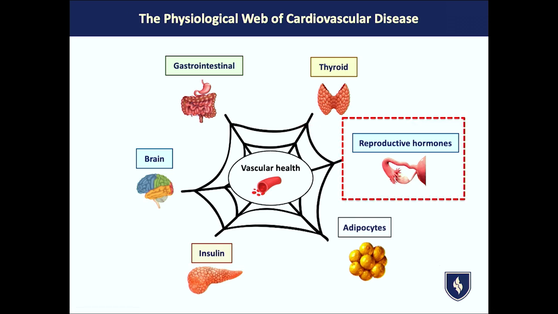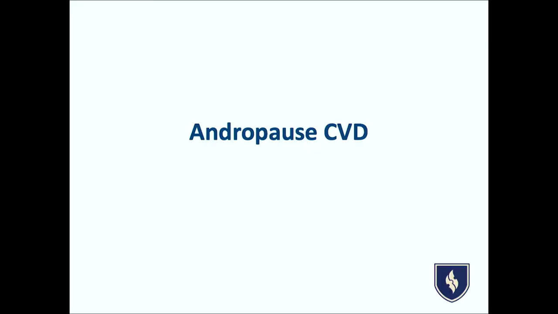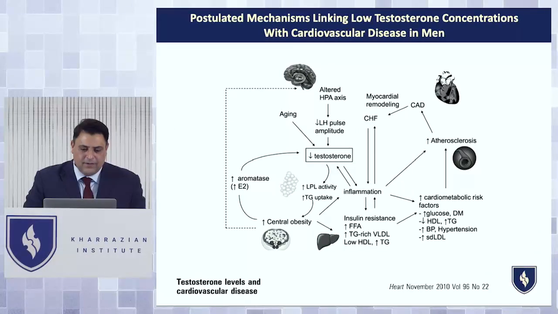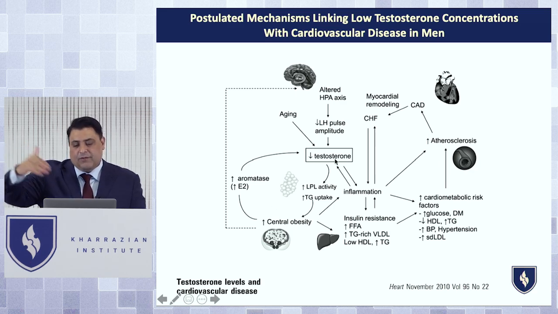And now let's get into reproductive hormones. And for reproductive hormones, it's pretty simple. When you look at men versus females, in men, when their testosterone levels decline or become lower, that's when they have significant risk. So low testosterone is the key factor. Now, their low testosterone may be because they're converting it to estrogen.